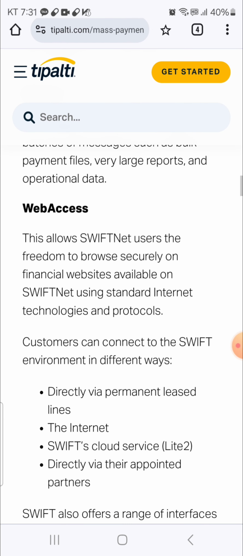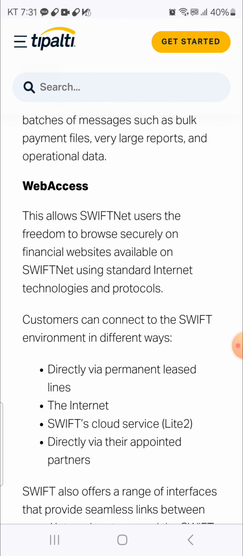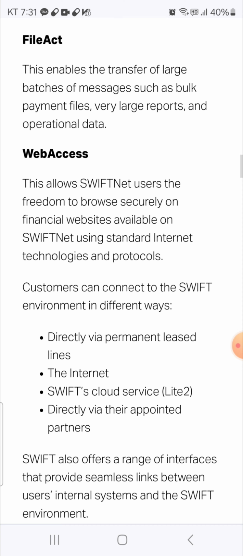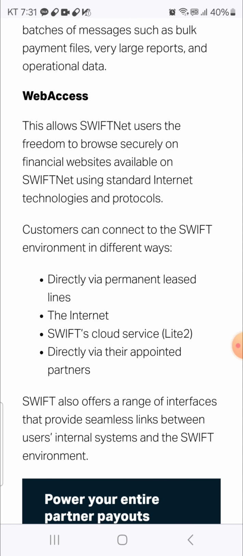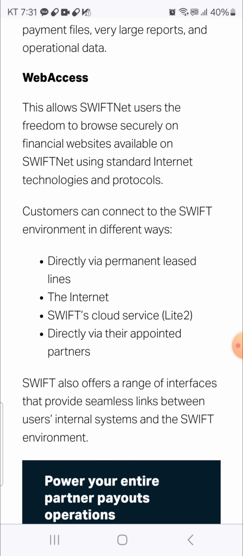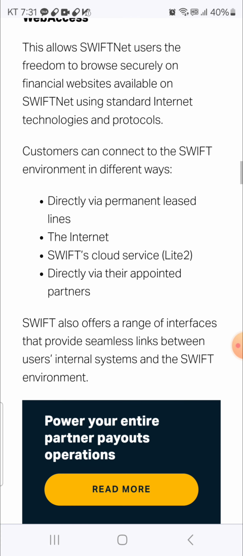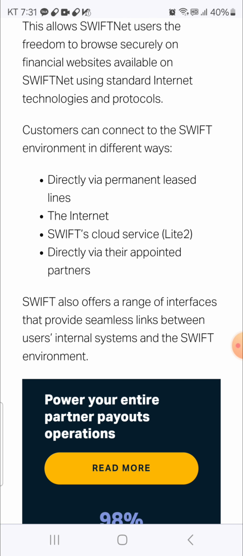What is it? Web access. This allows SwiftNet users the freedom to browse securely on financial websites available on SwiftNet using standard internet technologies and protocols. Yeah, it sounds like a VPN. Directly via permanent leased lines, the internet, Swift's cloud service Lite2, or via their appointed partners.